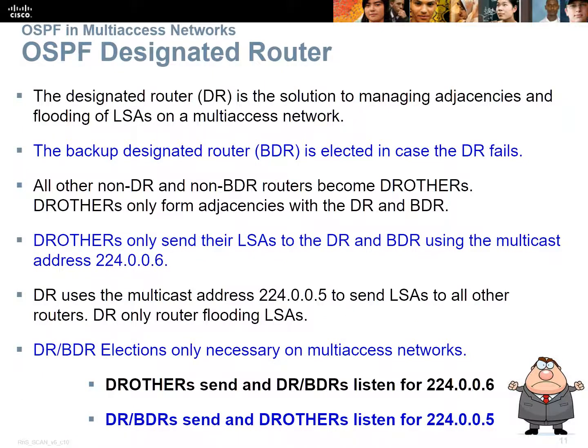So, recap of the DR/BDR election. There's a boss in charge of all the networks on that particular multicast, and there's a backup. All the others are called DR others. Now, when the DR others have information to say, they send it towards the DR and BDR on 224.0.0.6. And when the DRs have figured out what they need to share back to everyone else, they send it out to everyone else on 224.0.0.5.